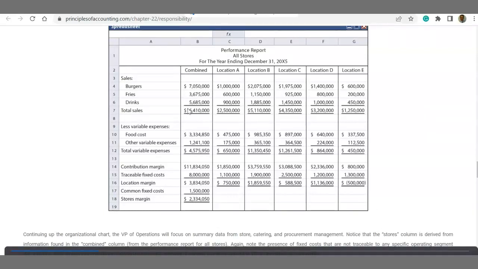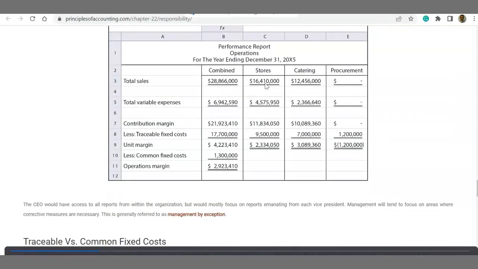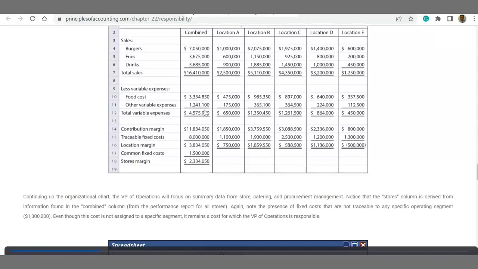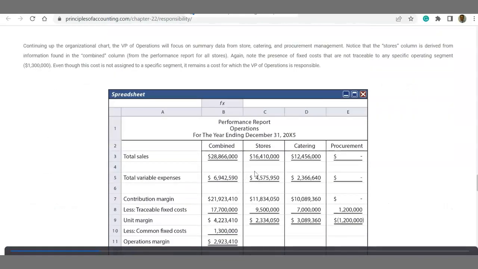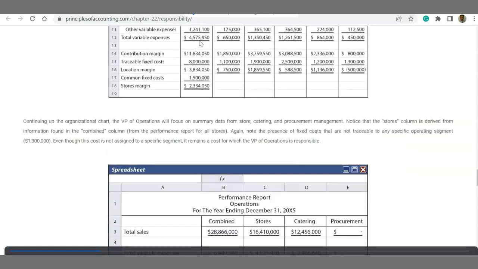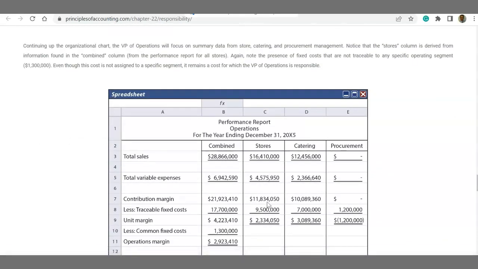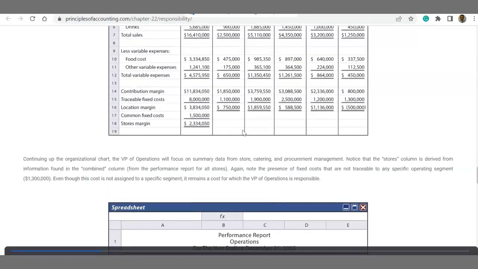Total sales is 16.4 million, right? For all these locations from the stores, 16.4 million. So that 16.4 million is right here. Total variable expenses is 4.5 million for all stores combined. And that goes right there. So this cell equals that cell. Enter. Got it? And then you deduct these from each other. You get a contribution margin of 11.8 million, which happens to be exactly the same as this one, right?